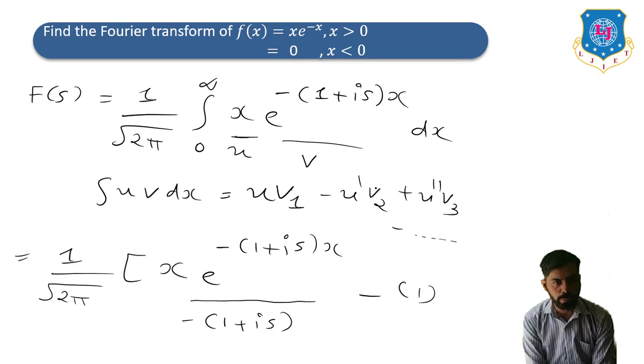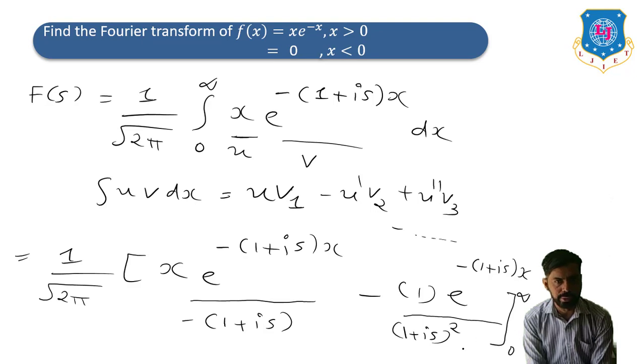Okay. Now to obtain v2, we will have to take integration of v1. So again we will take integration of this term. So integration of e raised to x is again e raised to x, and it is again divided by the coefficient of x. Okay. So this will become e raised to minus 1 plus is into x, whole divided by minus 1 plus is into minus 1 plus is. So it will be 1 plus is whole square. Okay. And limit will be from 0 to infinite.